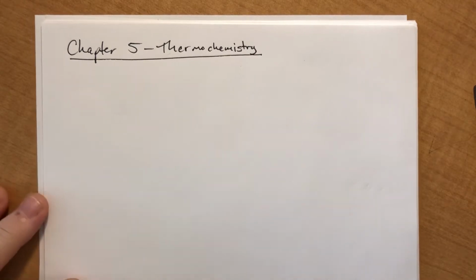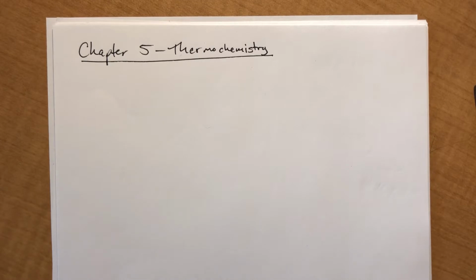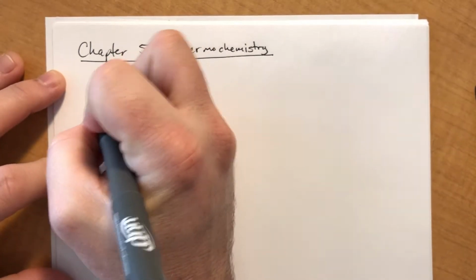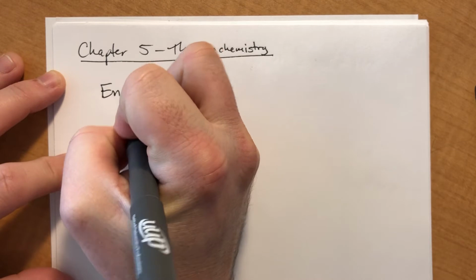Okay, so this is the first video for chapter 5, which is about thermochemistry. It's a fairly short chapter, which is okay. It's dealing with how much energy is gained or lost during reactions, or how materials absorb or release energy. So we need to talk about energy, kind of define a few things here.